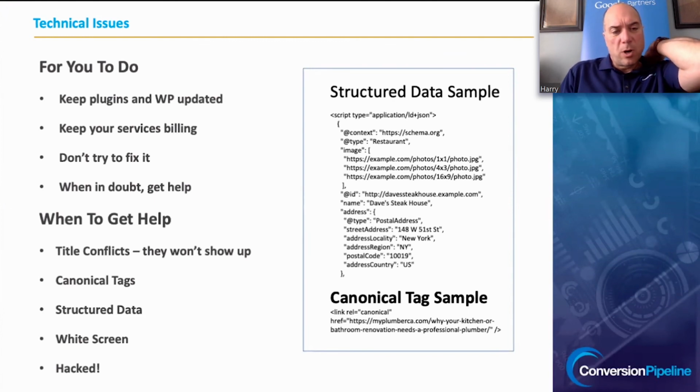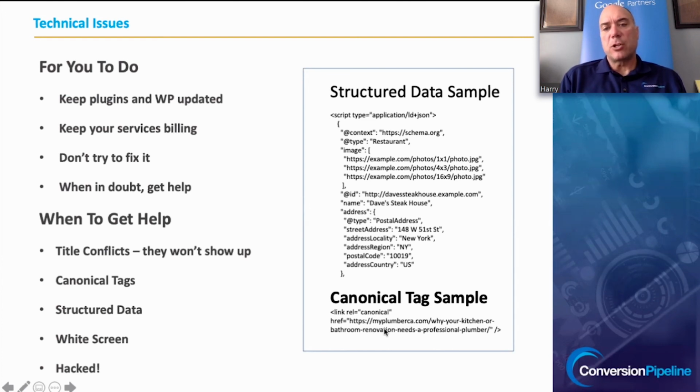It's a little bit more advanced, but suffice it to say, if the canonical tag is not right, it can make the page on your website not appear in search. If Google doesn't think that the page is the most important page about a given topic on your website, it will not show it.